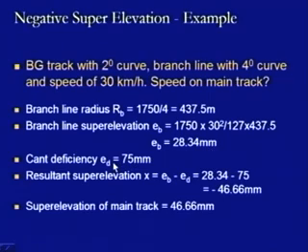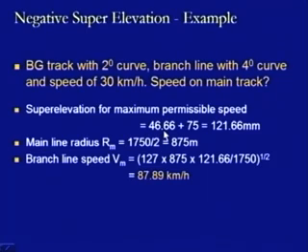Now, the cant deficiency defined for the branch line, the broad gauge track, is 75 mm. So, the value of x is 28.34 minus 75, which is negative, minus 46.66 mm. Now, when it comes to the main track, it will change its sign and become 46.66 mm. This value of 46.66 mm will be added to the cant deficiency for the main track, again 75. So, it will be 121.66 mm, and then we have the radius of the main track, which is 875 meters.